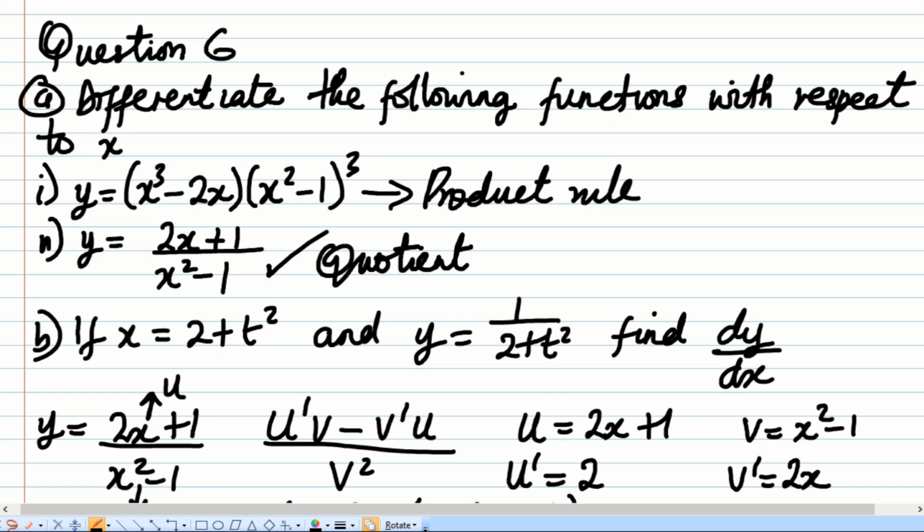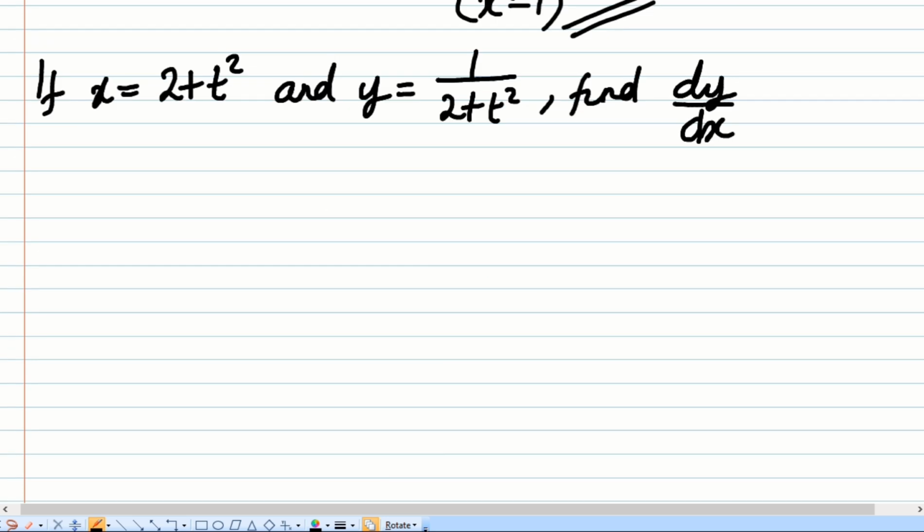Now this is about the last question, the b part. I think we should solve it below since it's the last one. All right, so this is the question. We are asked that if x is equal to 2 plus t squared and y is equal to 1 over 2 plus t squared, find dy on dx.